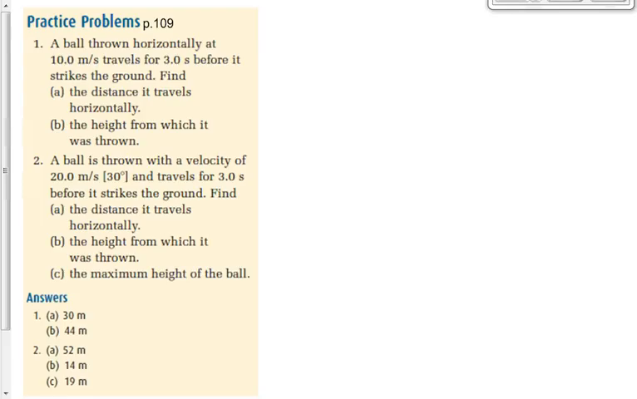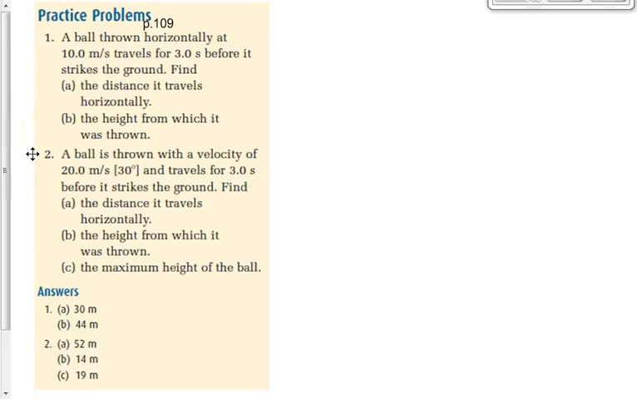We had 2 projectile motion questions for homework last night on page 109. I definitely want to go over question number 2 because we had that challenge there, at the end of question number 2, to see what's the maximum height of the ball. I'm curious if anybody got that, but I don't necessarily expect you to have gotten that.